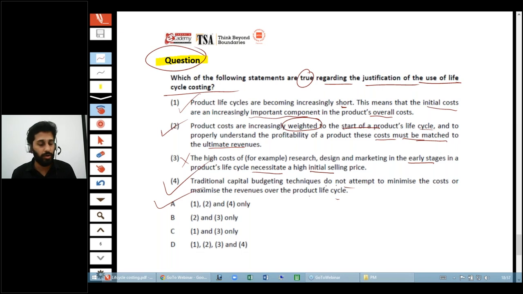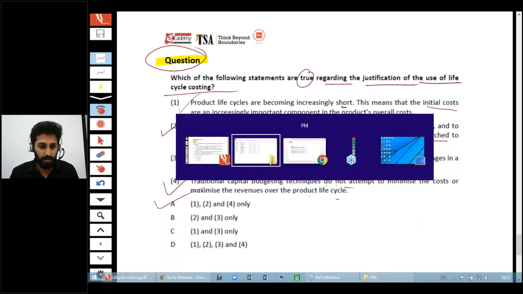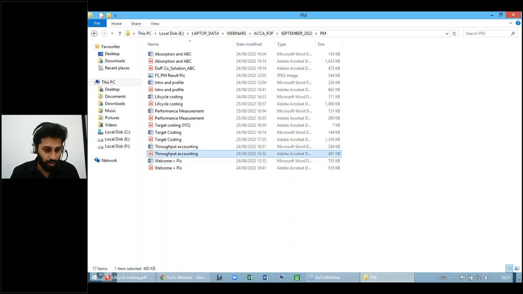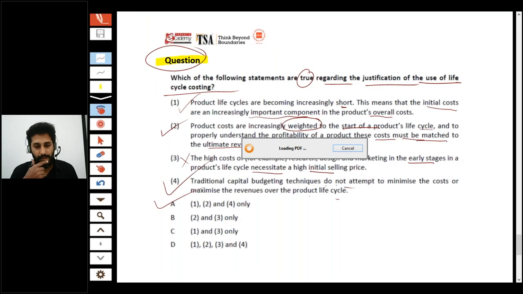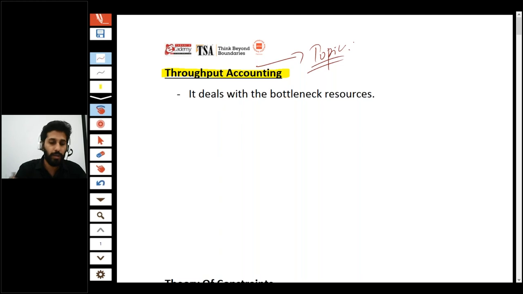I am now going to discuss with you another topic, or you can say another chapter, and that is throughput accounting. It's one of the a little bit tricky, or you can say complicated areas. So here I am displaying the file of throughput accounting. It's being loaded here. Now this is yet another chapter, a separate topic, throughput accounting.